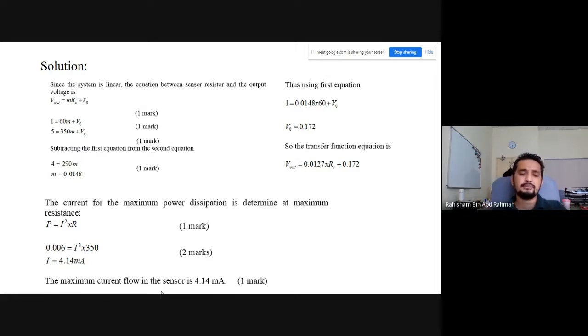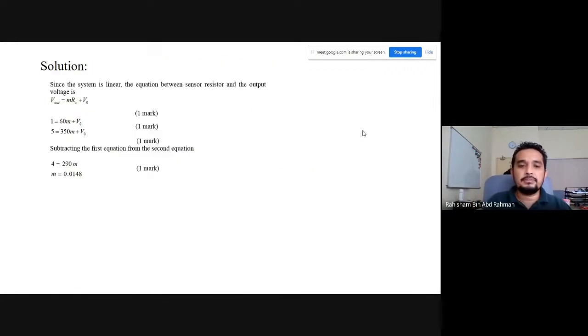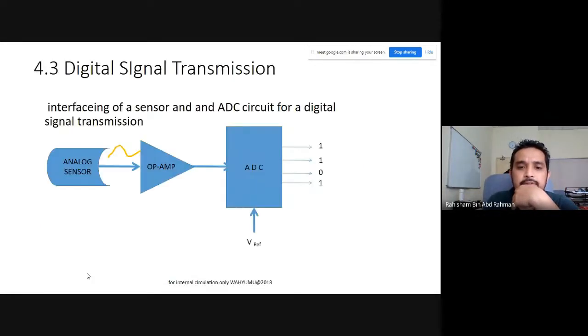Why do we call it maximum? Because the sensor can only measure up to 250 degrees, which is up to 350 ohms. That's why the maximum current flow here is 4.14 milliamps, considering the maximum value, which is 350 ohms. I hope this is very clear for you to understand how it operates.